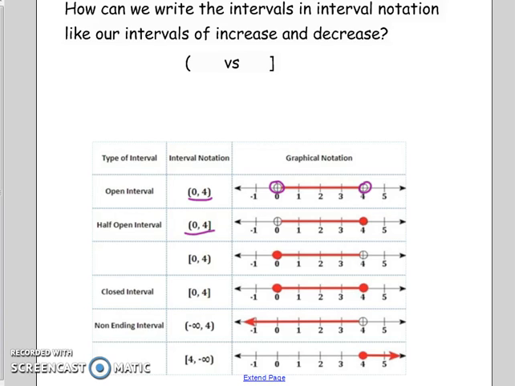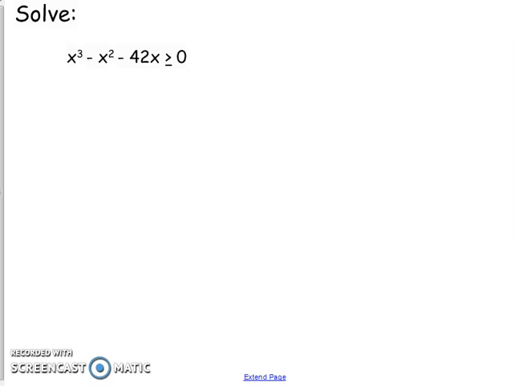All of your infinities, so if it goes to the left or to the right, it's infinity or negative infinity. This should be a positive infinity. Those infinities are always going to be in parentheses, since it can't include infinity, since it's not an actual number. Alright, so if we look at this, the first thing we want to do is factor it.